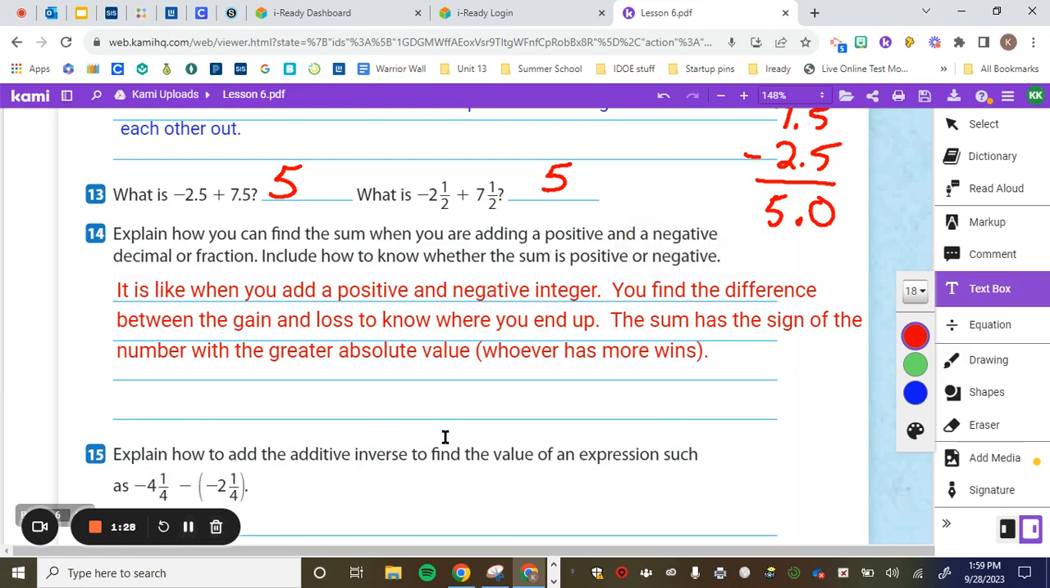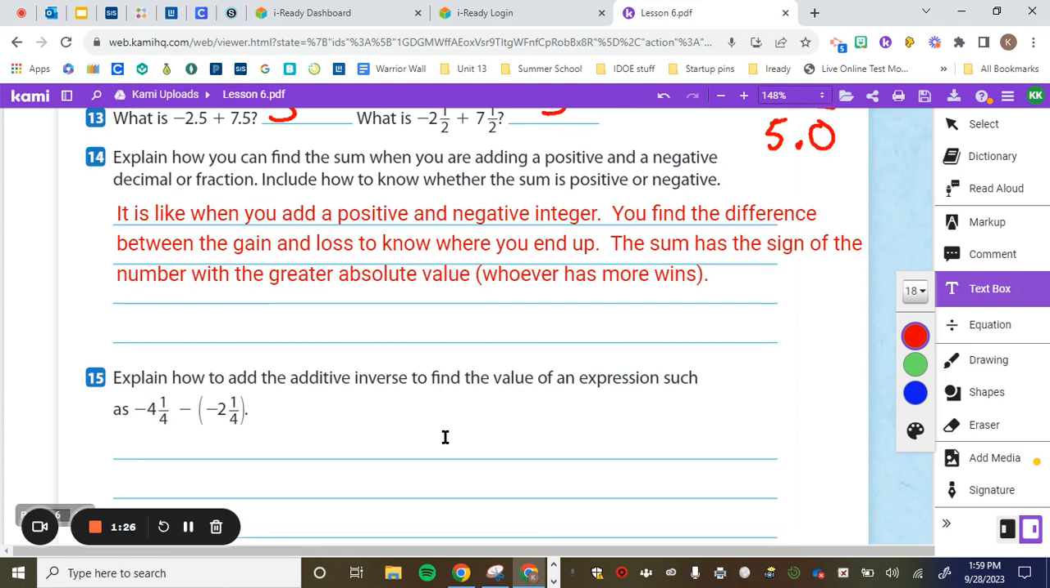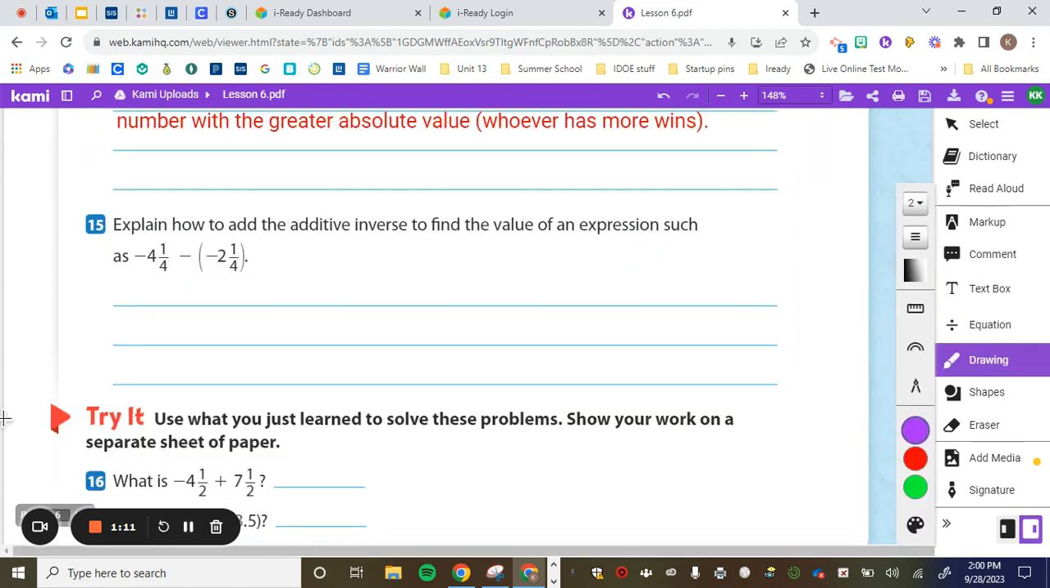Now question 15, explain how to add the additive inverse to find the value of an expression such as -4 1/4 minus parentheses -2 1/4. Because we are subtracting, we will do keep, change, flip. So we will have -4 1/4 plus -2 1/4 turns into positive 2 1/4, or -4 1/4 plus 2 1/4. I know one's positive and one's negative, so I'm going to end up subtracting them.